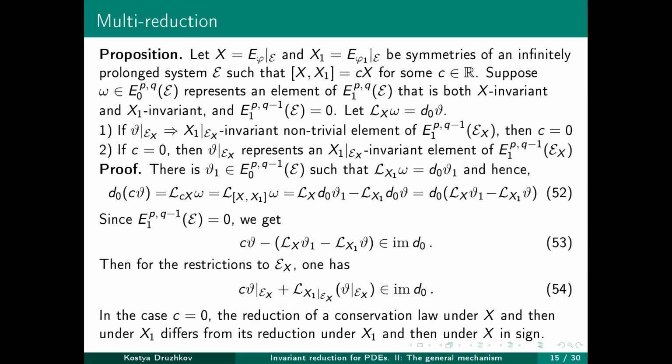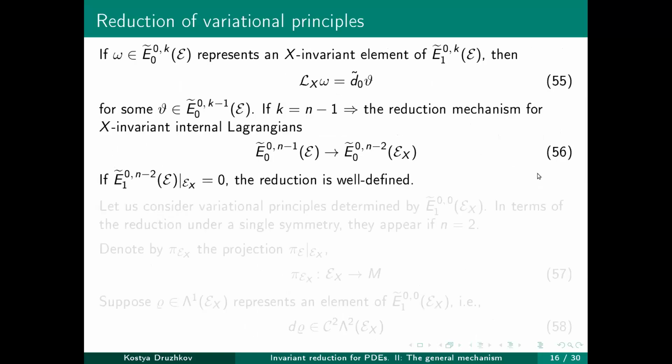Because, comparing to the multi-reduction by Anderson and Fels, we see that they contract with some multivectors. So it's pretty natural to see that the reduction result differs in sign, in the case of a commutative two-dimensional subalgebra. Yes, but now let us discuss a reduction of variational principles themselves.